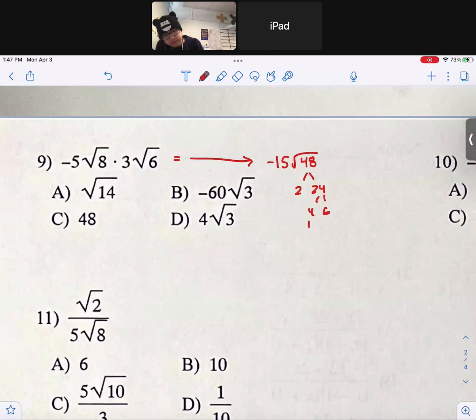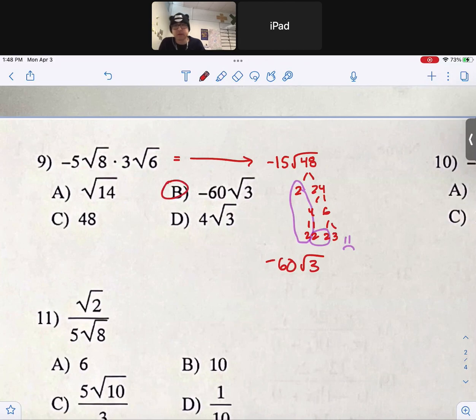4 and 6, 2, 2, 2, 3. And since it's an index of 2, we're looking for twins or pairs, right? Pair, pair. Okay, 2 times 2 is 4. 4 times negative 15, that's negative 60, with a leftover of rad 3, which is B.